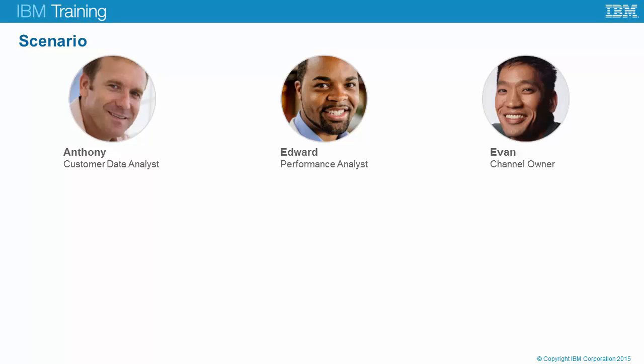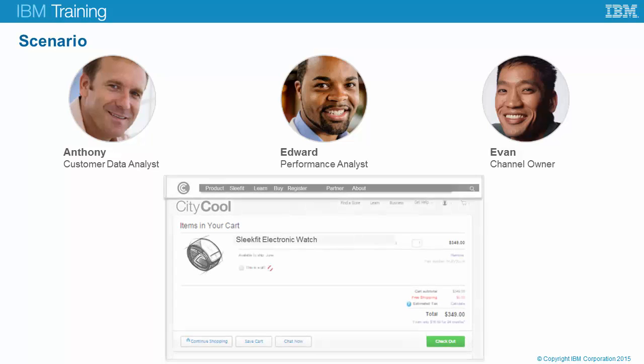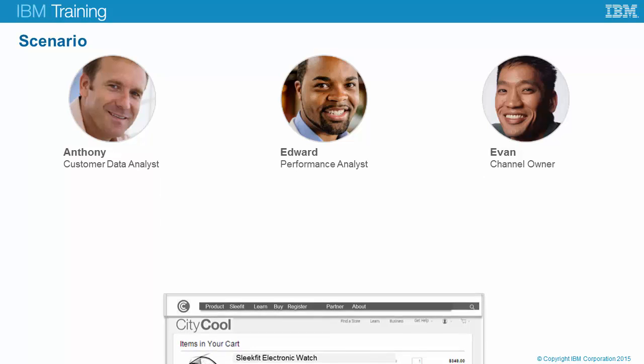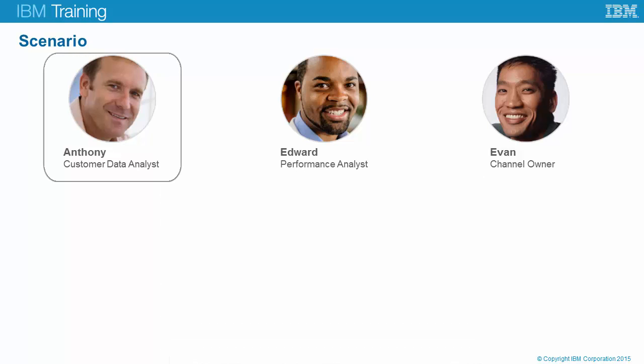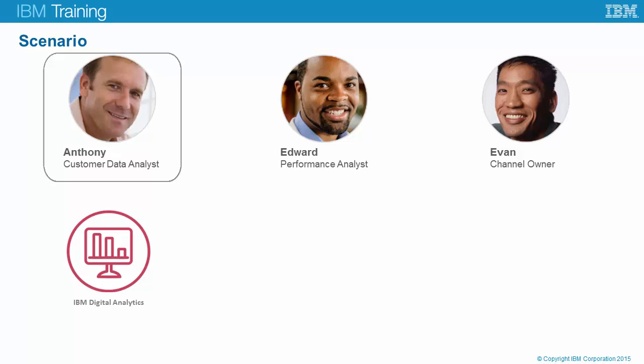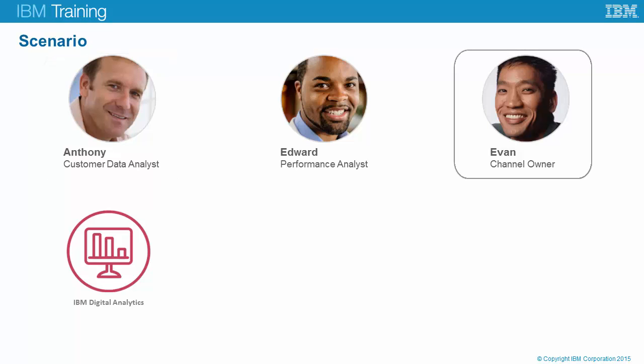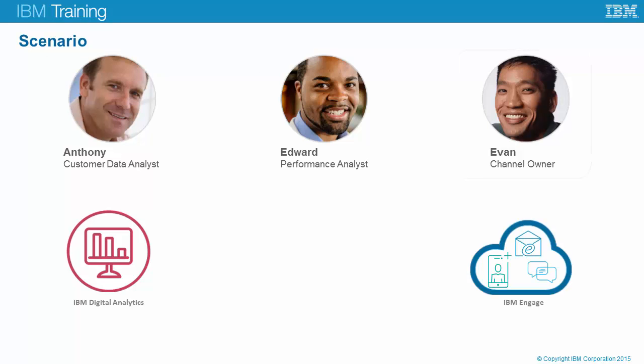The marketing team at CityCool, an online retailer, wants to increase conversions by targeting visitors who visited the website, added items to their cart, but didn't convert. Anthony, a customer data analyst, uses IBM Digital Analytics to identify visitors who abandoned, the items they had in their cart, and more. Evan, the channel owner, wants to target those visitors using IBM Engage in the IBM Marketing Cloud.